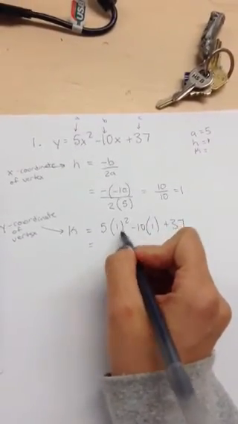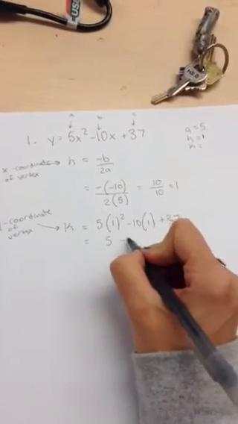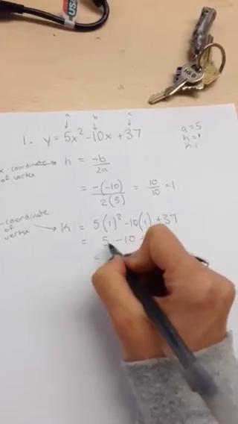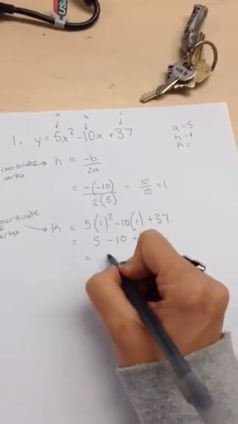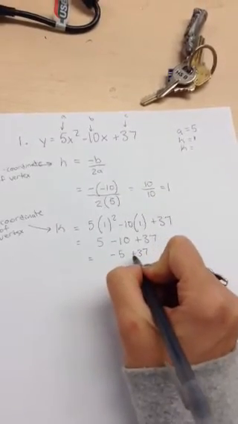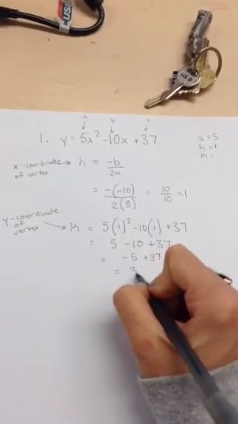1 squared, do the exponent first. 1 squared is 1. So 5 minus 10 plus 37. 5 minus 10 gives me a negative 5. And negative 5 plus 37 is the same thing as saying 37 minus 5, which gives me 32.